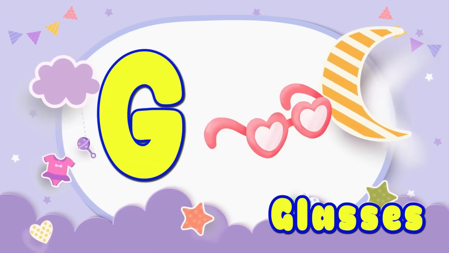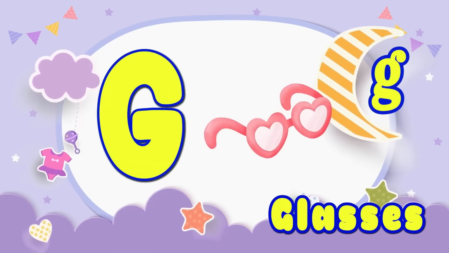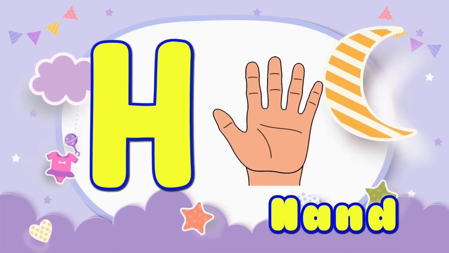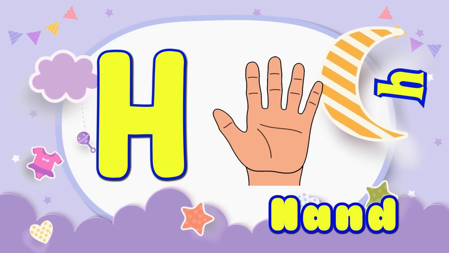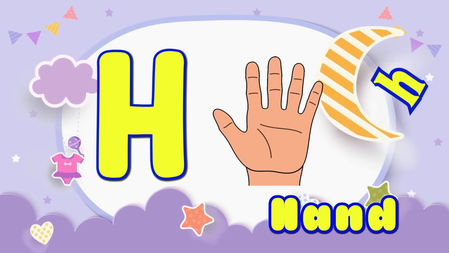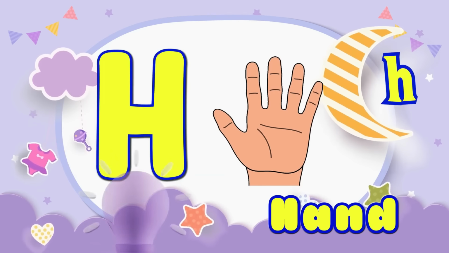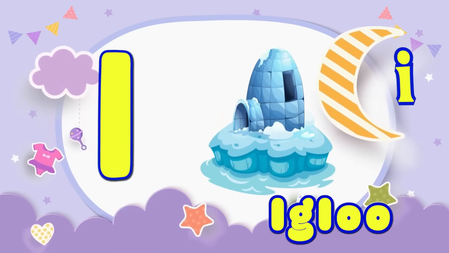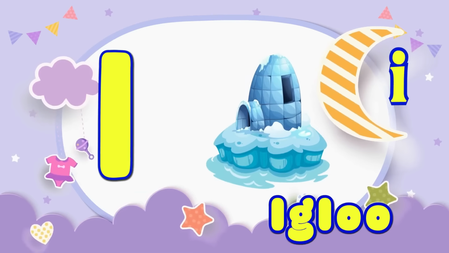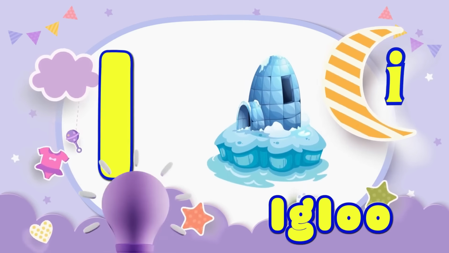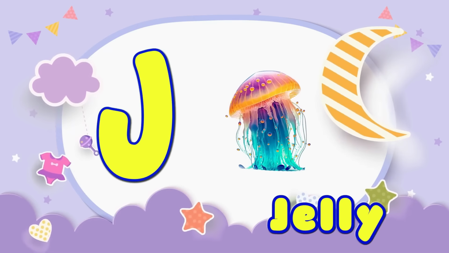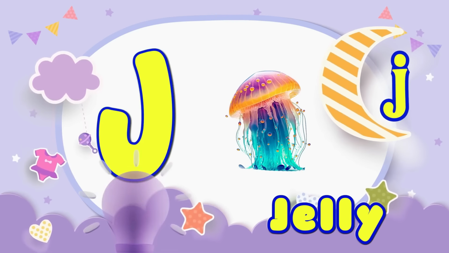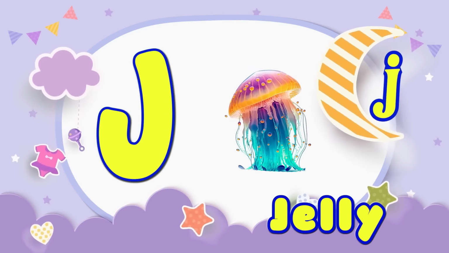G is for glasses. G, g, glasses. H is for hand. H, h, hand. I is for igloo. I, igloo. J is for jelly. J, j, jelly.